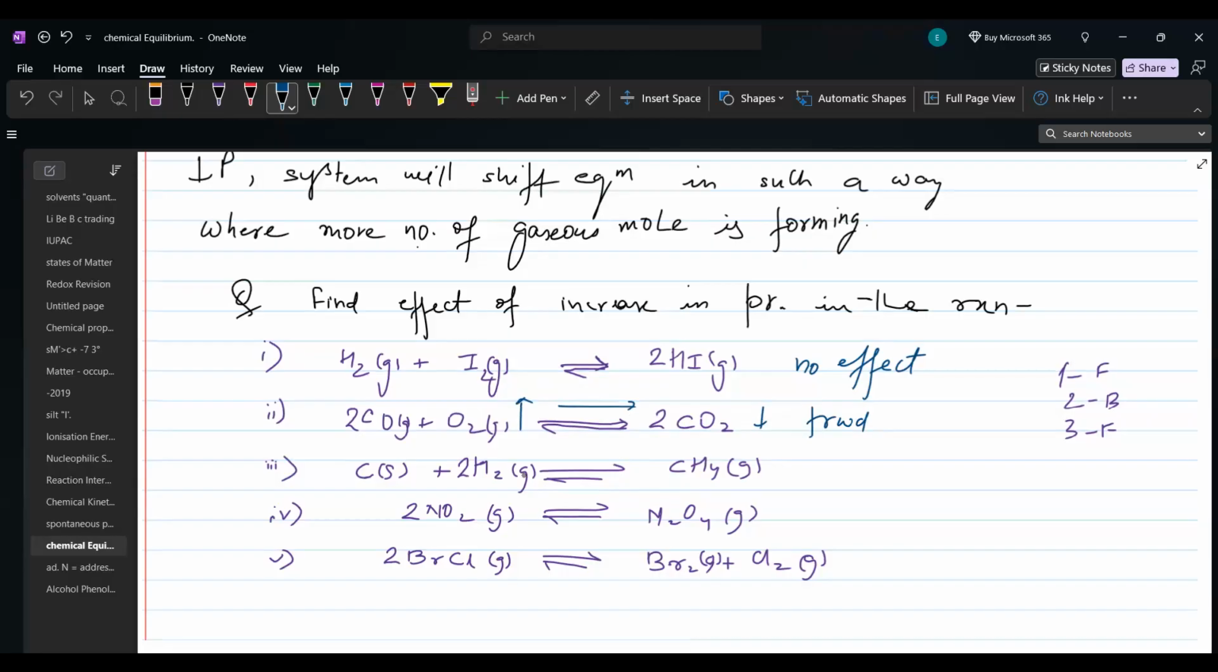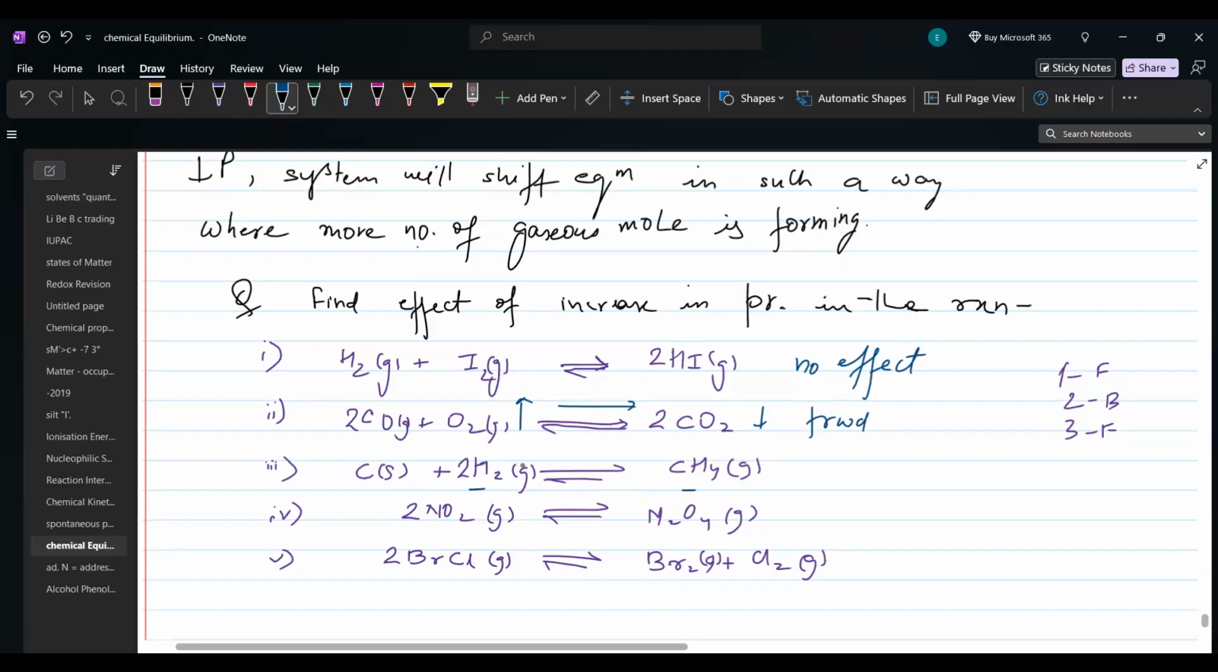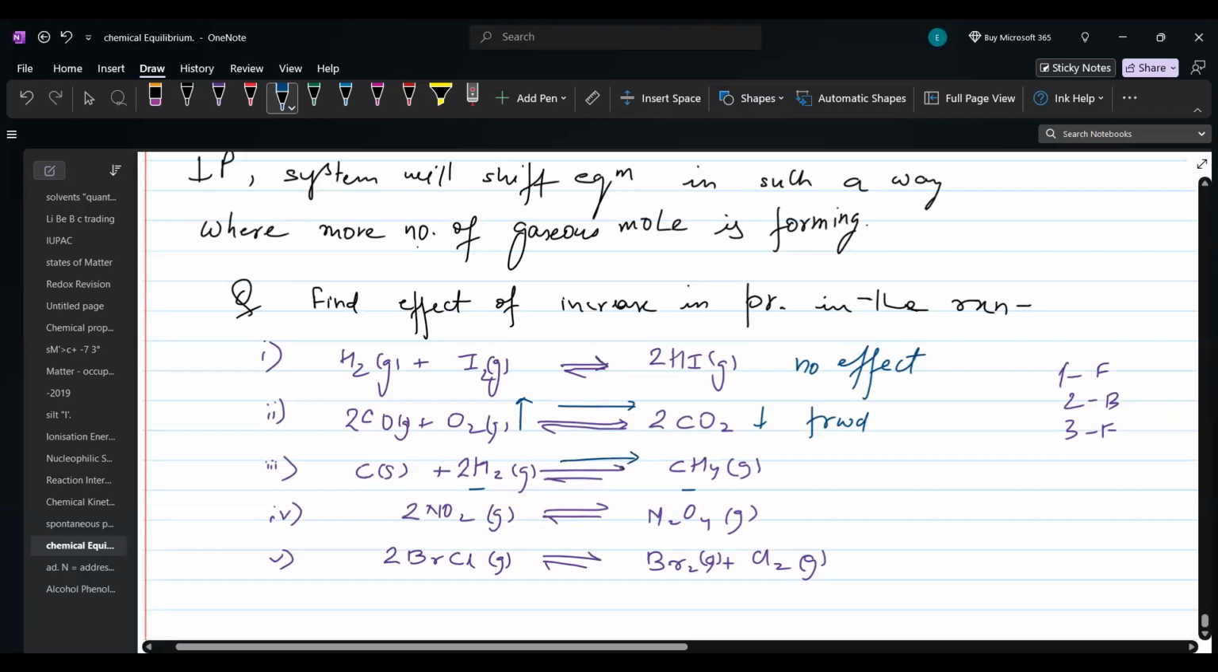The next one we are going to solve. We have carbon, hydrogen, and methane. Carbon is in solid state. We have 2 moles of hydrogen and 1 mole of methane. So when we increase pressure, the system wants to decrease pressure. Here the number of moles of gas is lesser on the product side, so equilibrium will shift in the forward direction.